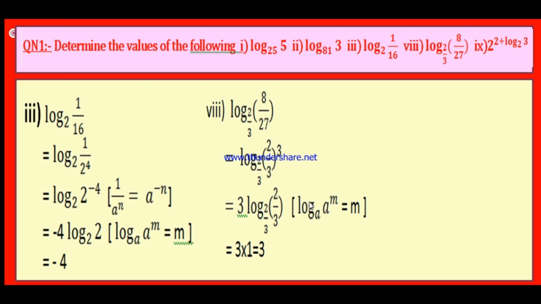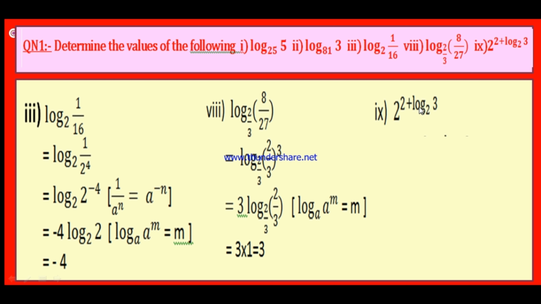That is, log a power m is m log a to the base a. Therefore, you write this exponent as a quotient, that is 3 into log 2 by 3 to the base 2 by 3. Log 2 by 3 to the base 2 by 3 value is 1. Therefore, this is 3 into 1, which is equal to 3. And now, the 9th bit.